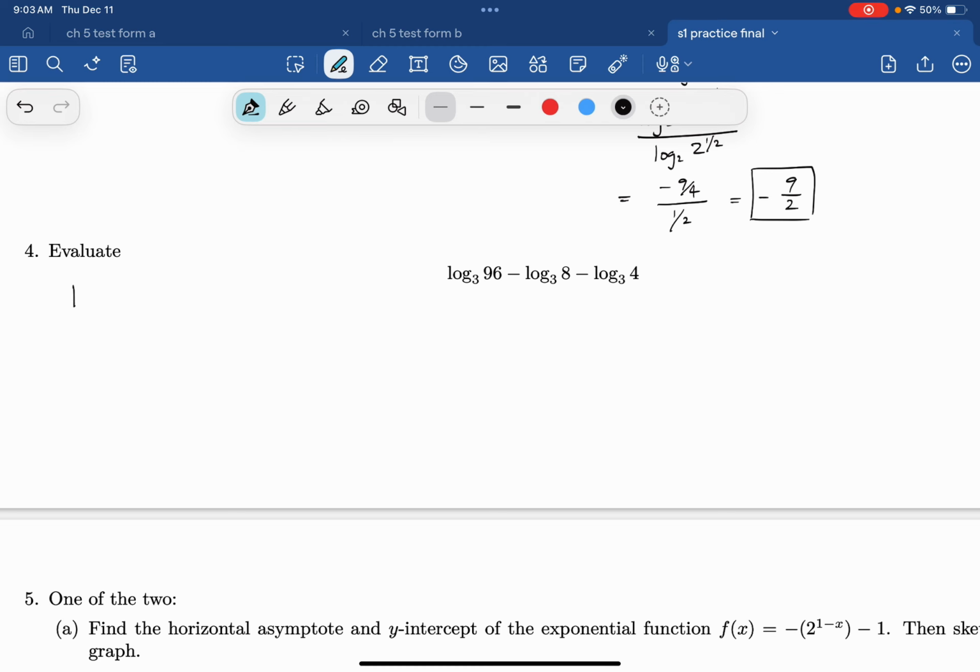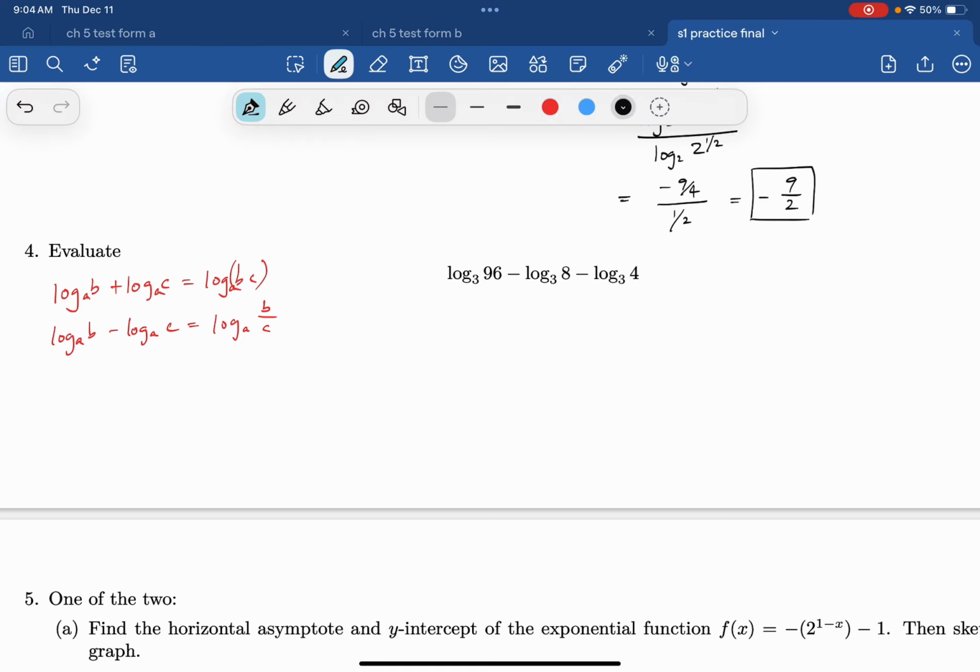Okay, so log of b plus log c equals log bc. Okay, any base, as long as they're the same base, so they have to be the same base. And then log base a of b minus log base a of c is equal to log base a of b over c. Okay, and so we're going to use those properties here.